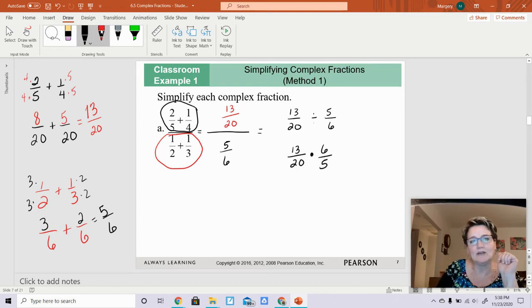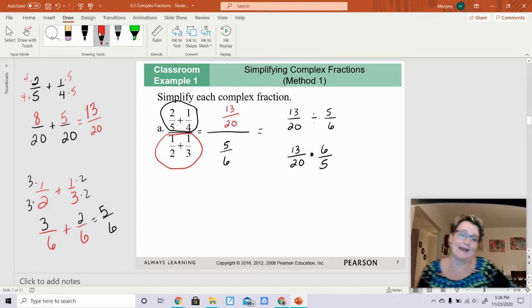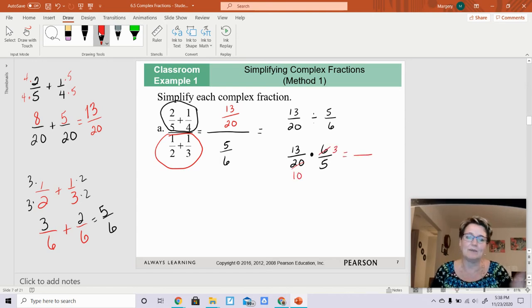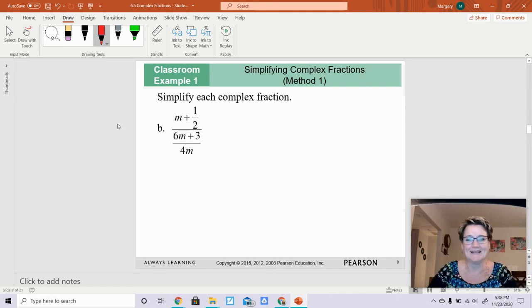Now at this point, you reduce it if you can, and I can. This diagonal, they both share a 2. 2 goes into 20 10 times. 2 goes into 6 3 times. Now they don't share anything else. So I'm going to multiply across. 3 times 13 is 39, and 10 times 5 is 50. 39 and 50 don't share anything else. That's my answer. Okay? All right, next one.